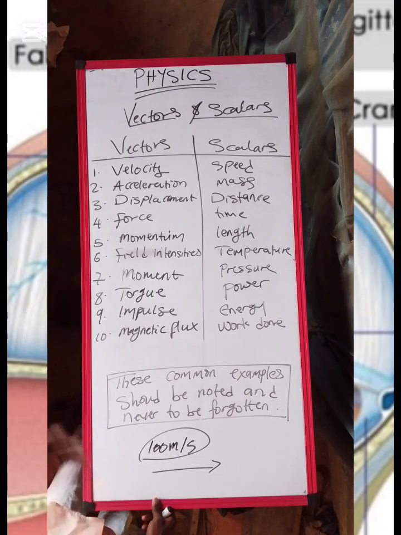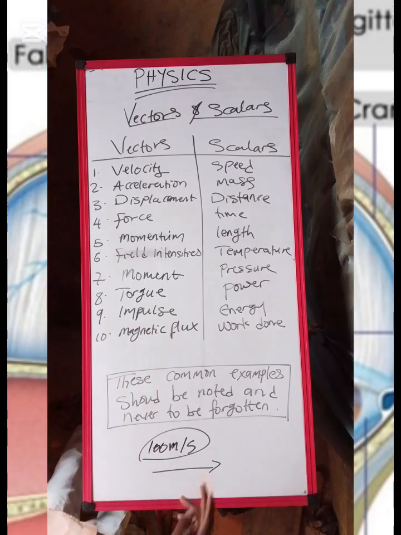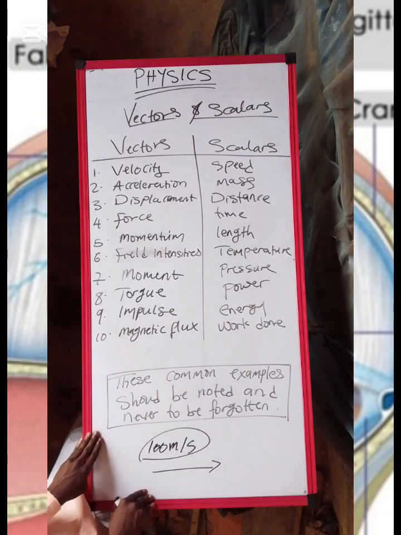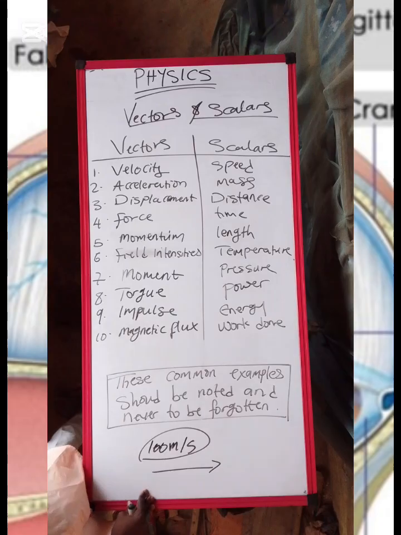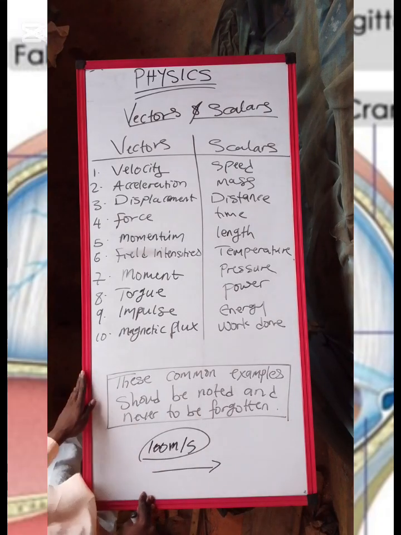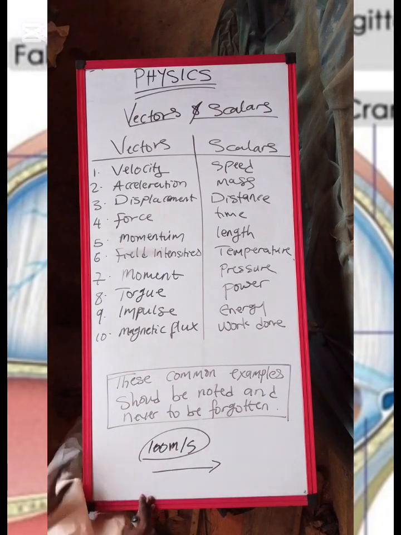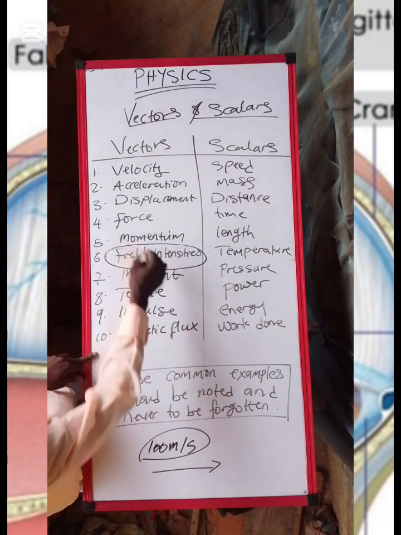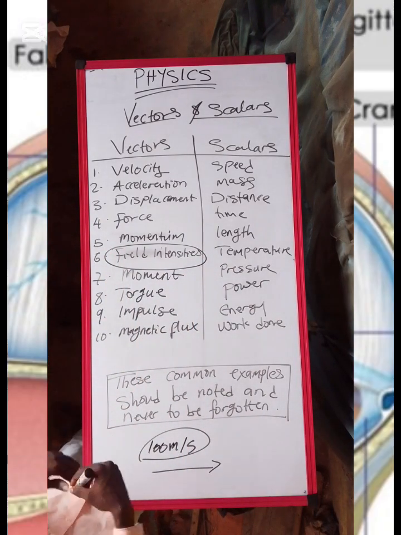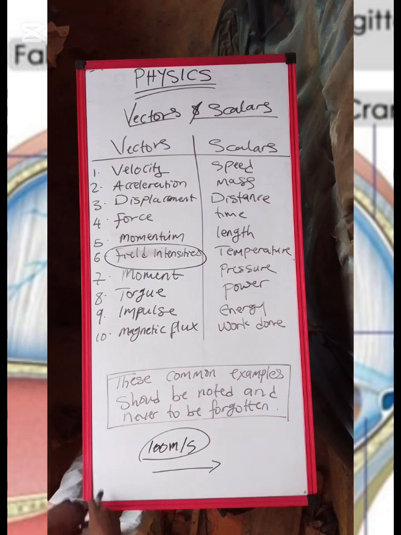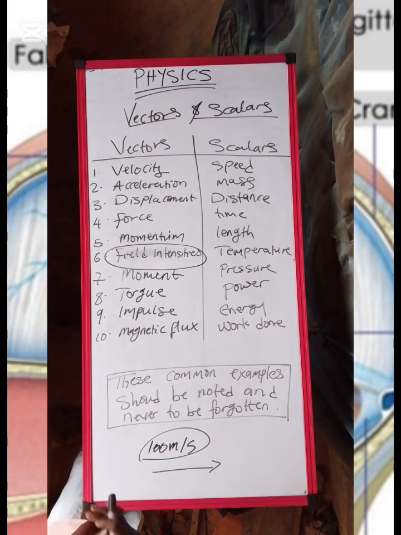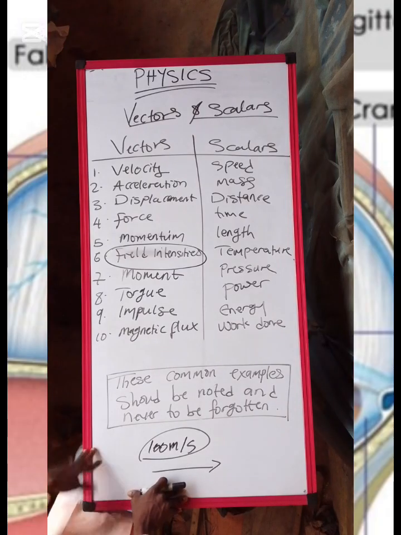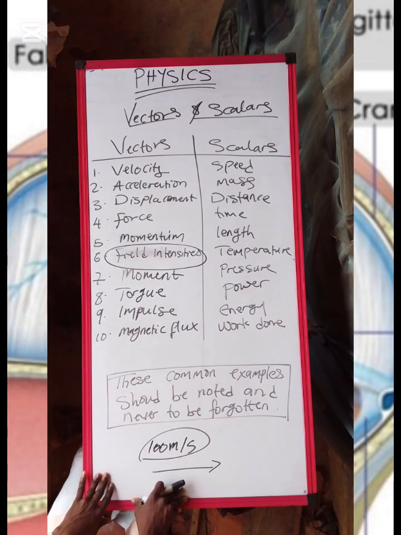Now you can see the common examples of vectors and scalars. There are others, but these are just some common ones and you should take note of them. Examples of vectors, you can see them clearly listed: velocity, acceleration, displacement, force, momentum, field intensity, moment, torque, impulse, magnetic flux. Please take note of field intensity, very important. Field intensity can be magnetic field intensity, gravitational field intensity, electric field intensity, whatever field intensity, provided it is a field intensity, it is a vector. You should take note of that.